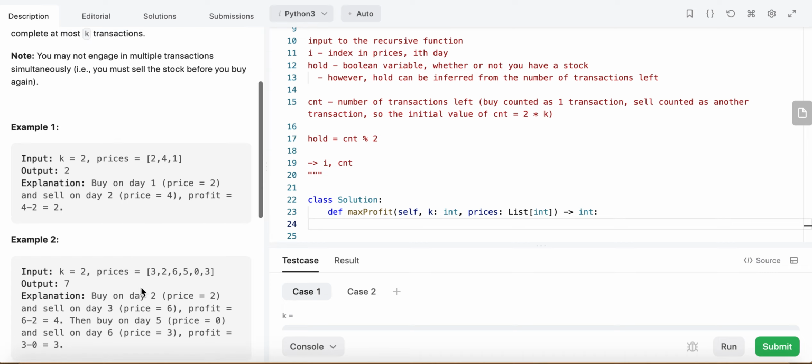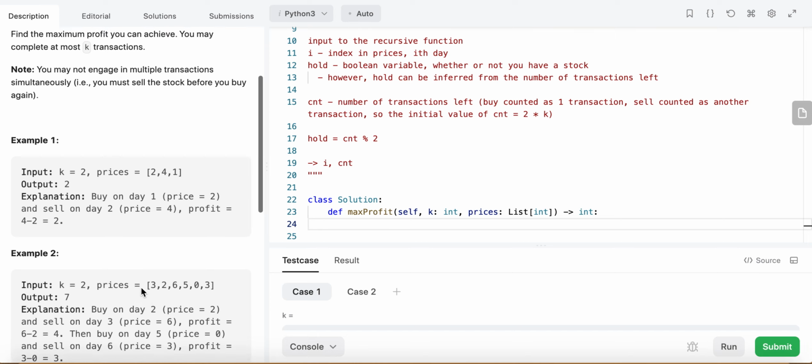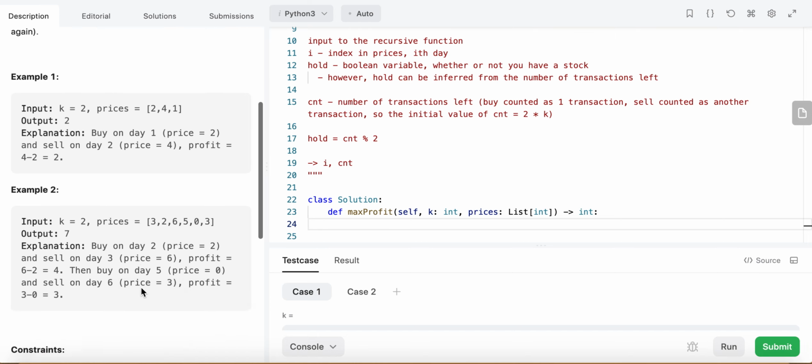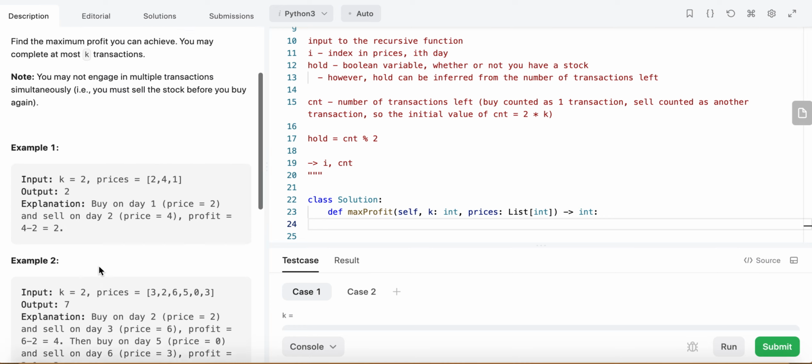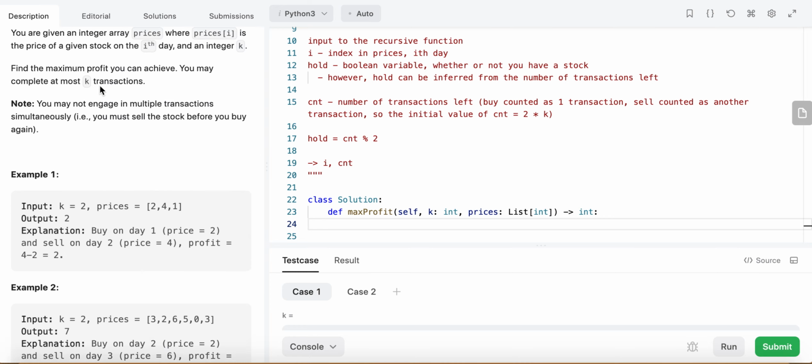If you interpret this number of transactions as, for example, buy counted as one transaction and sell counted as another transaction, then given k equals 2, you may just perform buy and sell once. But in this problem, at most k transactions actually means that you can do buy and sell at most k times.